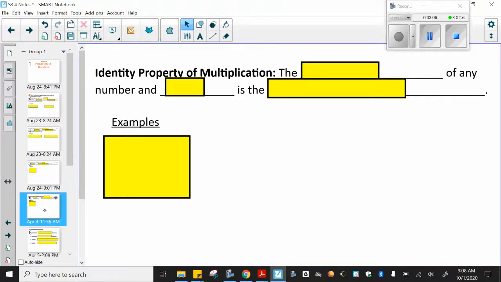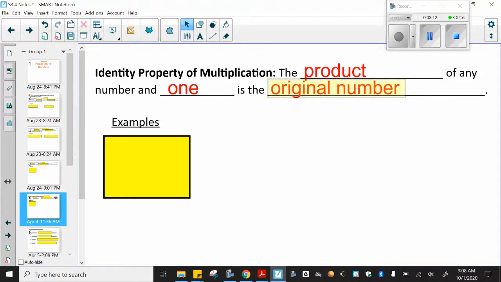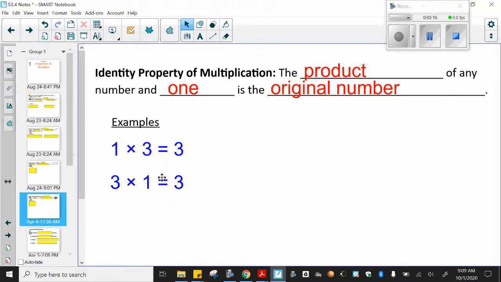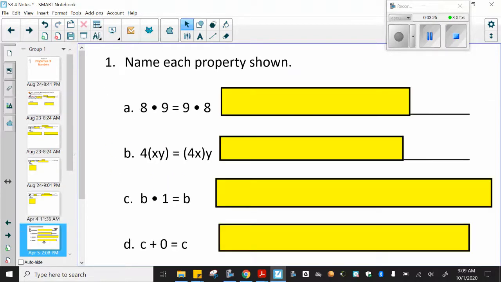And then lastly, we have the identity property of multiplication. The product of any number and 1 is the original number. You guys know this as well. 1 times 3 equals 3. 3 times 1 equals 3. None of that's new to you. All right, we just have to try to have ways to keep them organized. So let's see what that looks like here in examples.